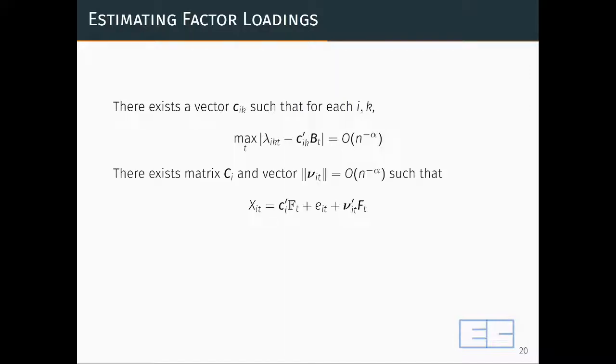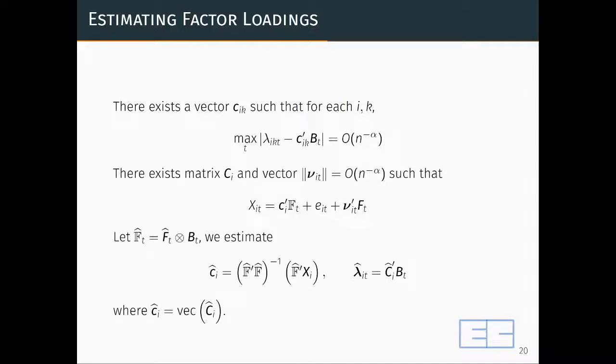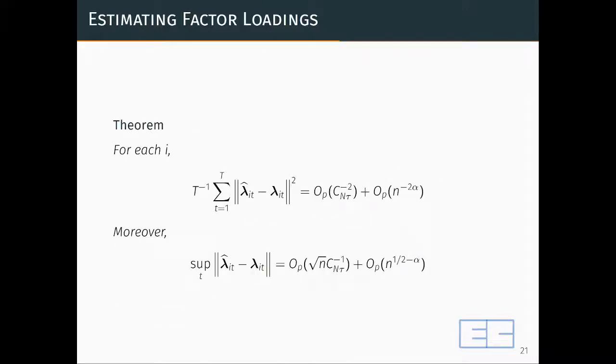Now, substituting this to our model, we can transform it to a model with constant coefficient. And now this model can be estimated simply by OLS, and the lambdas can be reconstructed accordingly. And here comes our main result. We can show that this estimator is consistent in mean square, and it even converges uniformly if the modulus of continuity is larger than 1/2.